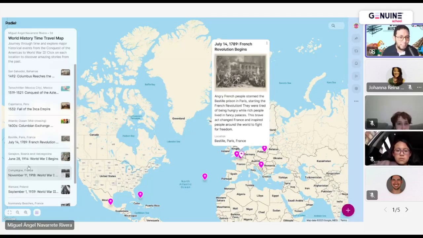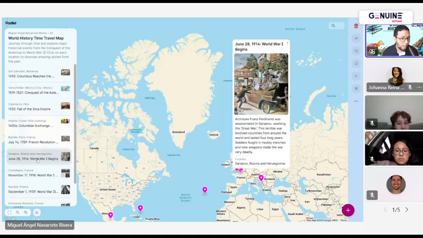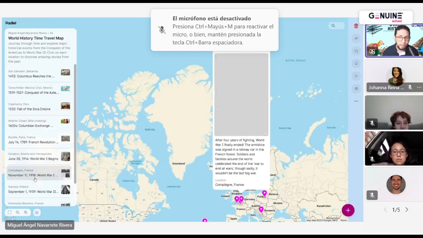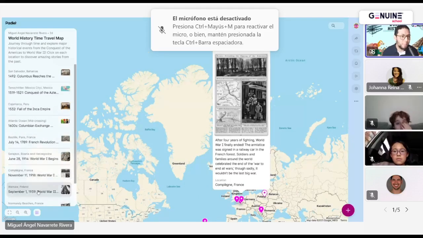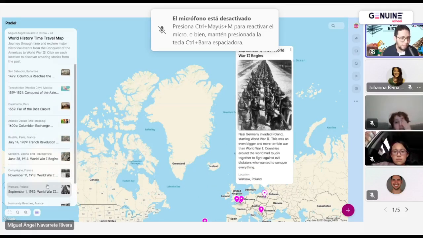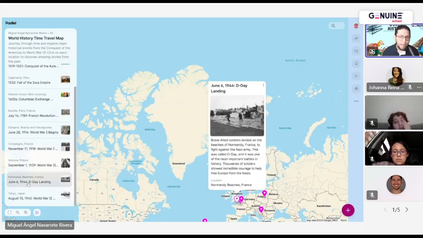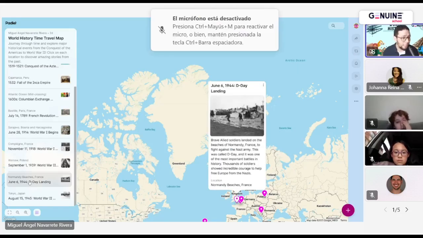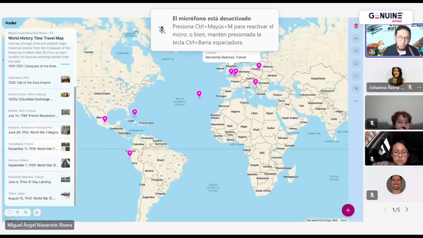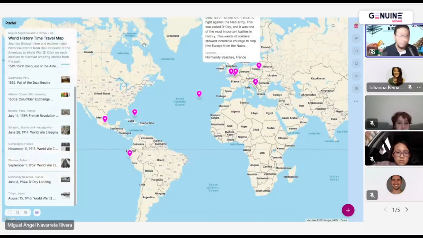We have the First World War, the Second World War. Well, the end of the First World War, the beginning of the Second World War, and one of the last days of World War II. Okay, so guys, with the time machine, we will try to find where we will travel. We don't know where we will go, but let's see what we can do.